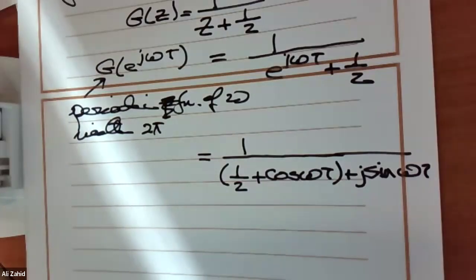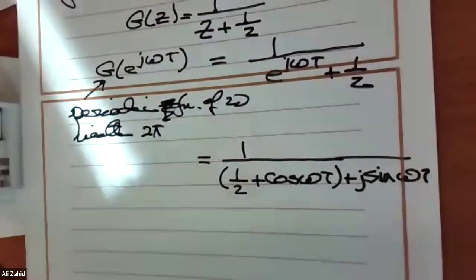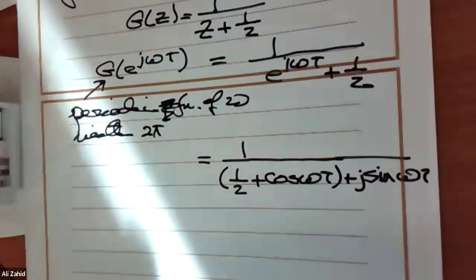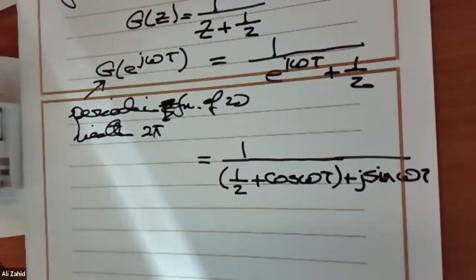Did you get it? Yeah. Okay, but I ran out of time. I will show it to you next time. But the procedure is exactly the same. Did you get it or not? Yeah. Okay, but I will show it to you next time.